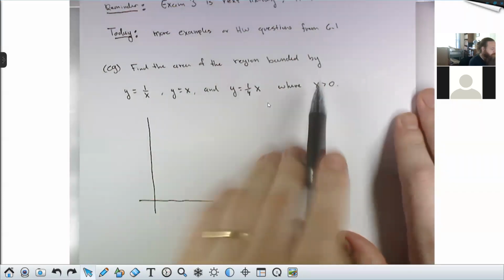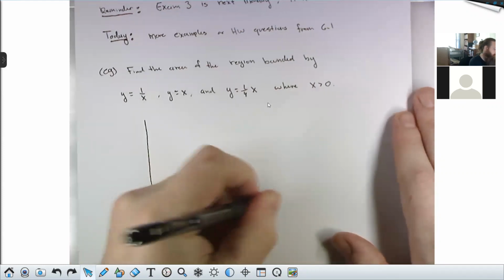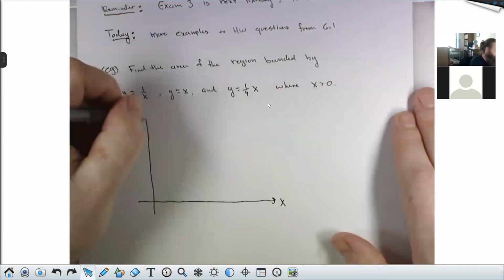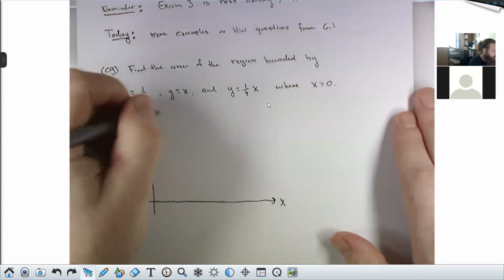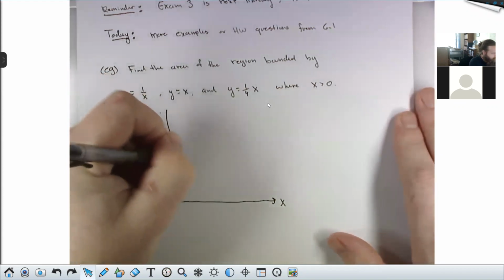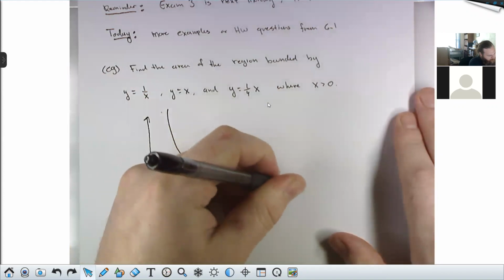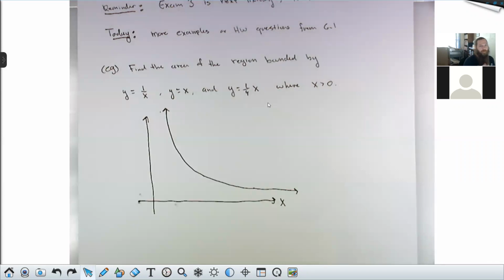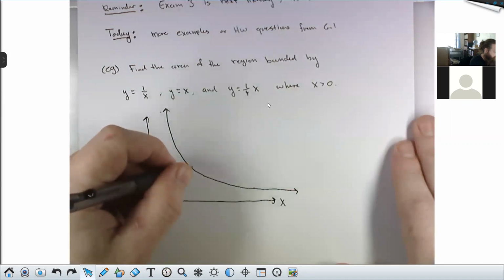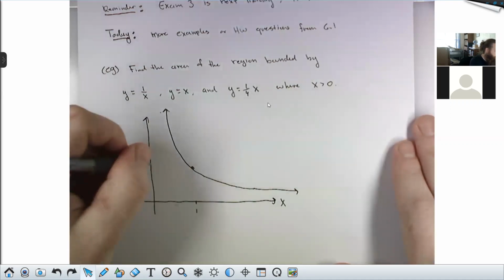This piece over here tells me I'm focused just on stuff to the right of the y-axis. So I'm not going to draw a nice symmetric thing. I'm going to draw it like this. 1 over x we've drawn a few times in this section. Looks like this. It's a rational function. It has horizontal asymptote y equals 0, vertical asymptote x equals 0. That's what 1 over x looks like. The point here, kind of right at the vertex of this hyperbola, is 1, 1.